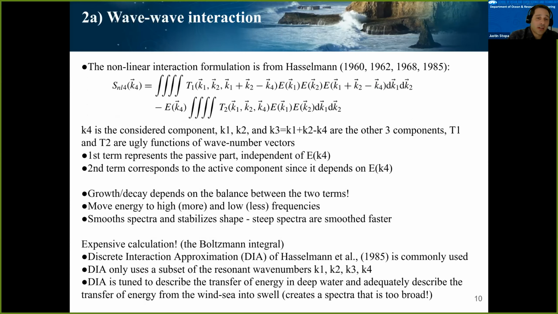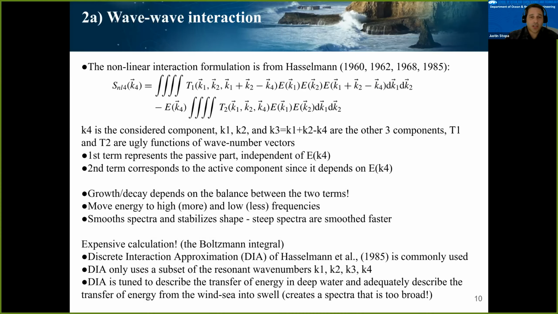So this was formulated originally by Hasselmann. This was a series of papers. 1960 was the first, then 62, 68, and then there's Hasselmann et al. in 85 that really formulates an analytical solution to this problem.